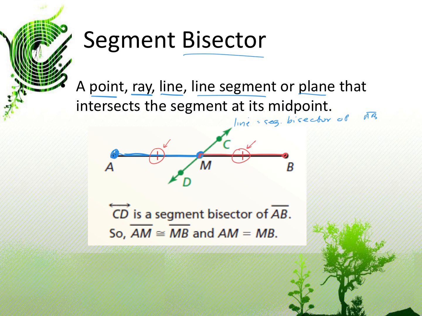So here again, this is what all this is saying. Line CD is a segment bisector of segment AB. Therefore, segment AM is congruent to segment MB, and the length of AM is going to be equal to the length of MB.